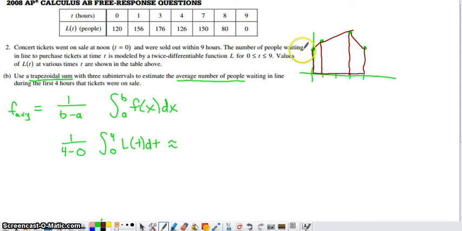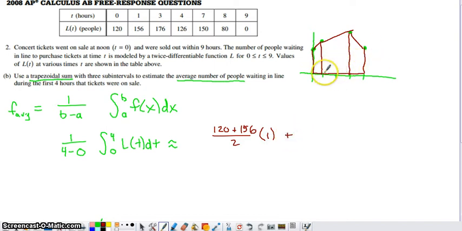To find its area, we need to take the average of the parallel sides, so we need this height plus this height divided by 2. So that's going to be 120 plus 156 over 2, times the distance between those parallel sides. Well, that would be 1 unit along the t-axis there. We're going to add to that the area of this trapezoid.